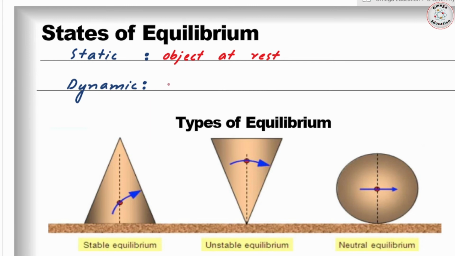Dynamic equilibrium is a state when an object is moving with constant speed in a straight line, or moving with constant velocity, and satisfies the two conditions of equilibrium. In that case, we say the object is in dynamic equilibrium.